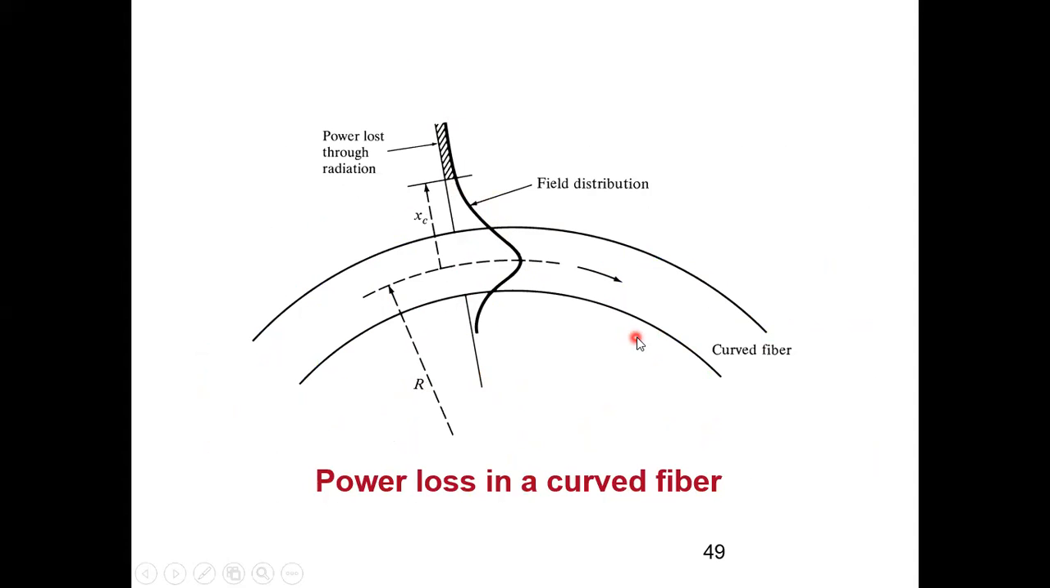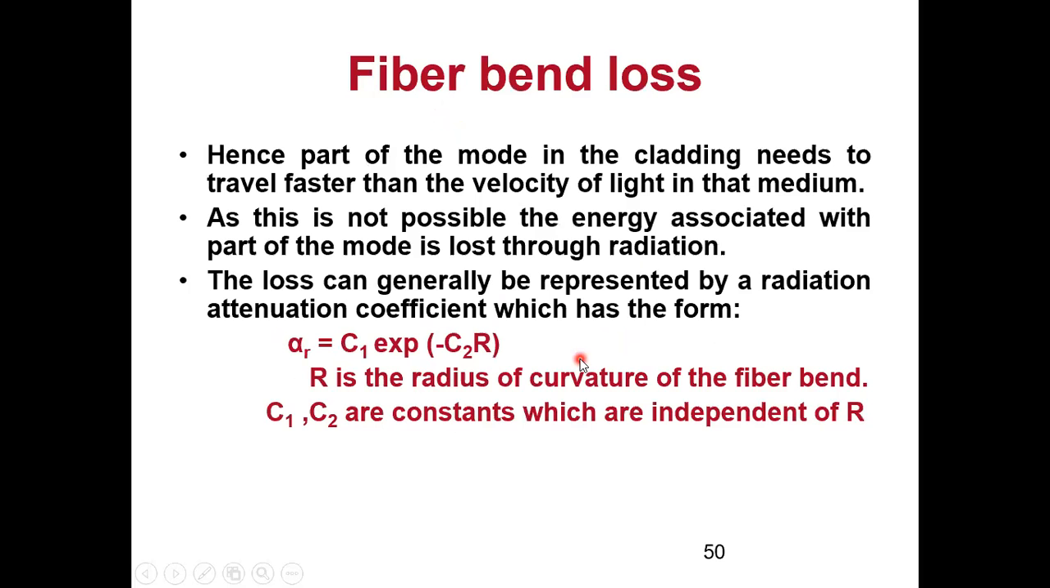So यहाँ पे, this is the diagram which is given in your book. So this is a curved fiber, and this is the field distribution. So the rays which are over here, they are escaping. So this is the diagram that shows कि some power is lost through radiation. Not all waves are able to maintain a perpendicular wavefront.